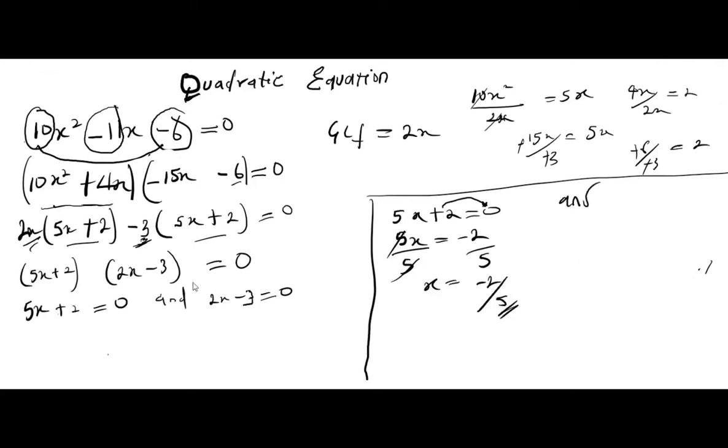And let's consider this other factor. We have our 2x minus 3 equals 0. Then when this -3 crosses the equality sign, it changes to positive 3. So we have 2x equals 3. Then we divide both sides by 2. So our x, these 2 will cancel 2, and our x equals 3 over 2.